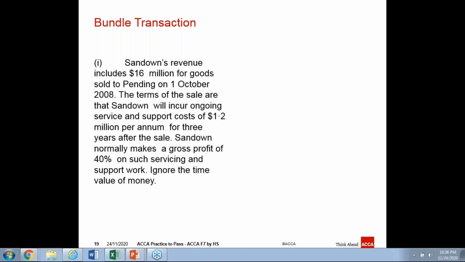Now, what is the answer? The year end is 30th September 2009, and you are required to solve this question. What amount of the revenue should have to be reported on the face of the income statement? Do I have to solve the question? It's not in here, but I'm telling you the year end is 30th September 2009.